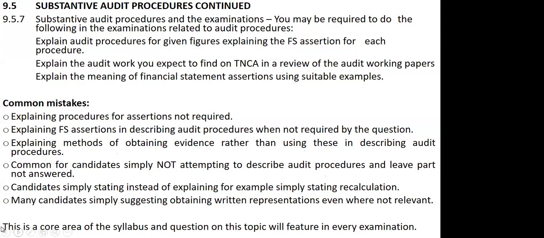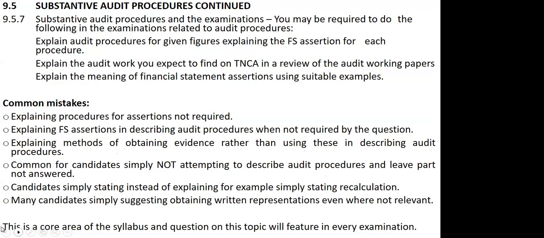Many candidates simply suggest obtaining written representations even where it's not relevant. It's a common procedure, just say obtain written representation, even where it's not relevant. It's important to understand that written representations on their own are not adequate evidence. They are there basically to support other evidence. So this is a core area of the syllabus where we are required to demonstrate that we understand. Remember, whether you are doing DA11 or CA2.3, these are standalone qualifications. And if you don't know these basics, you go and work for an audit firm, you embarrass yourself and you also embarrass the profession who would have awarded you that particular qualification. So it's a core area of the syllabus. We just have to understand it.